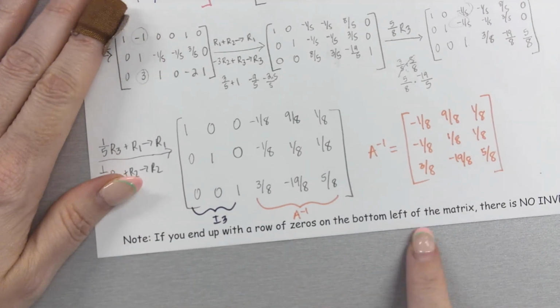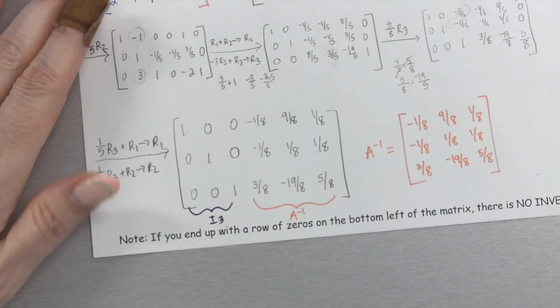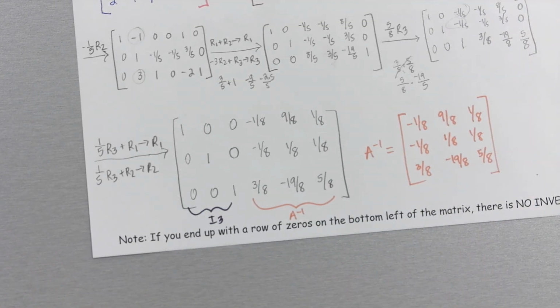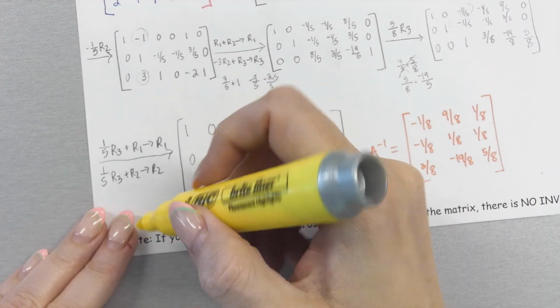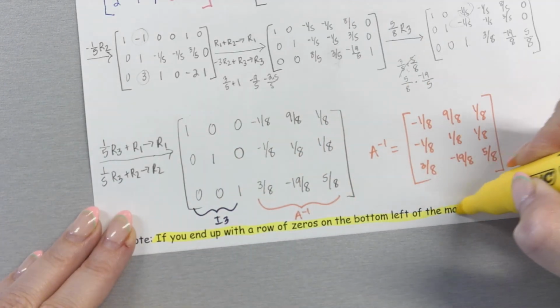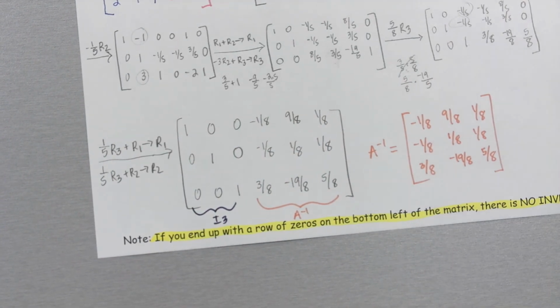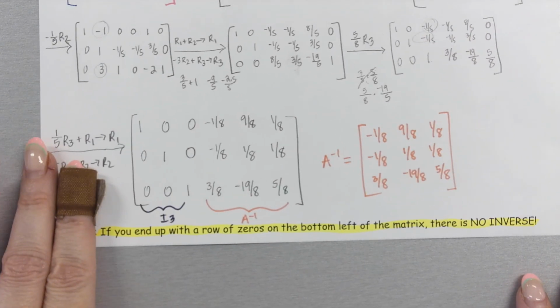If you ever end up with a row of zeros on the bottom left of the matrix, then there's no inverse. Okay, so if you end up with a row of zeros on the bottom, then there is no inverse for that value. Okay?